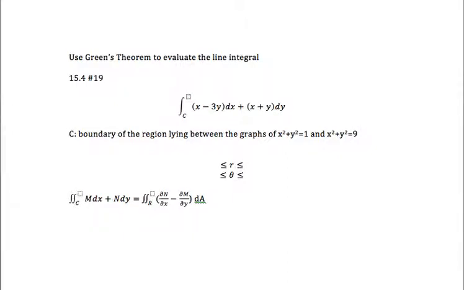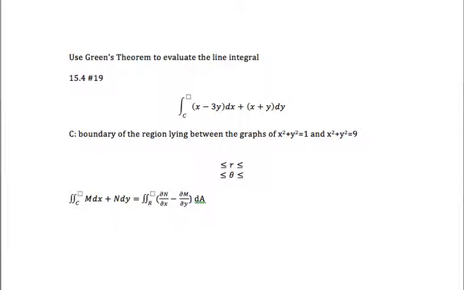Hello everybody. For discussion number 13, I will be doing a problem from the textbook. It is section 15.4, number 19, and it asks us to use Green's theorem to evaluate the line integral of x minus 3y dx plus x plus y dy with the boundary of the region lying between the graphs x squared plus y squared equals 1 and x squared plus y squared equals 9.